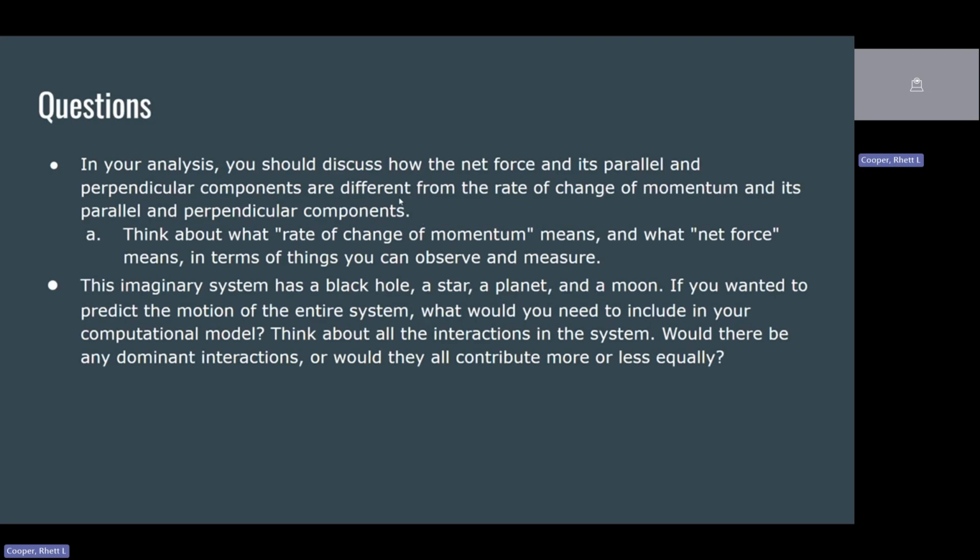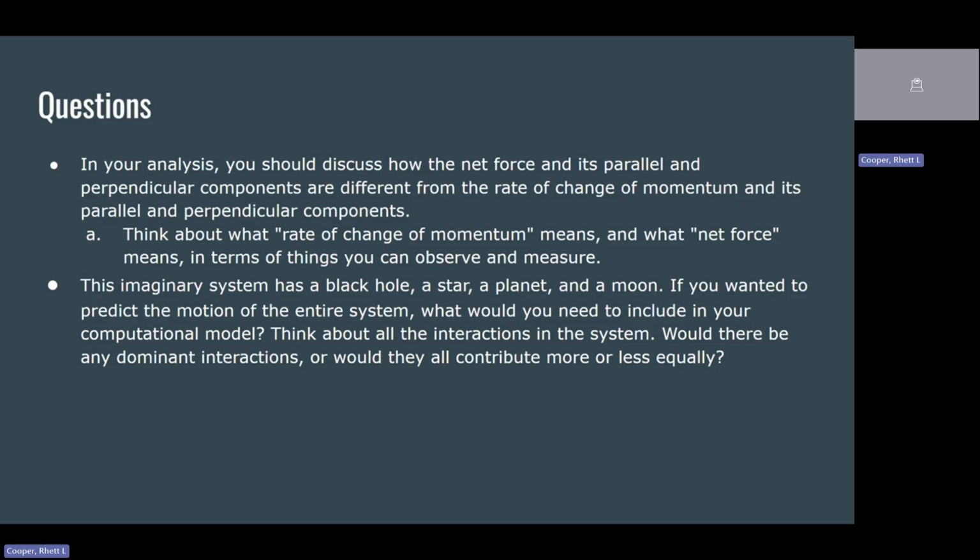In general, we got some questions to answer, right? Net force and its parallel and perpendicular components compared to the rate of change of momentum. The rate of change of momentum is net force, by definition. So its parallel and perpendicular components should be the same. Its perpendicular component is what draws the orbiting object toward what it's orbiting, and its parallel component is whether it's speeding up or slowing down in that orbit.